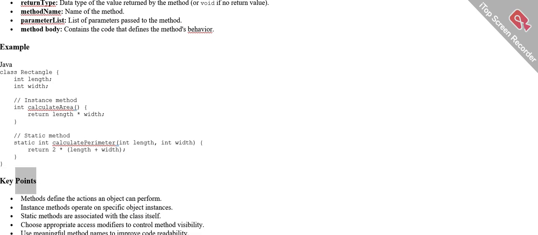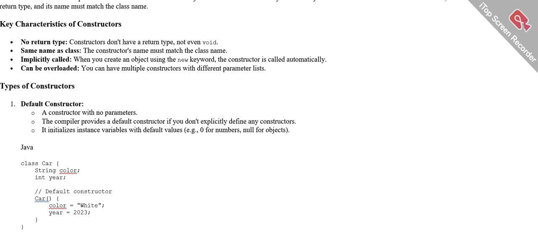Key points. Methods define the actions an object can perform. Instance methods operate on specific object instances. Static methods are associated with the class itself. Choose appropriate access modifiers to control method visibility. Use meaningful method names to improve code readability.